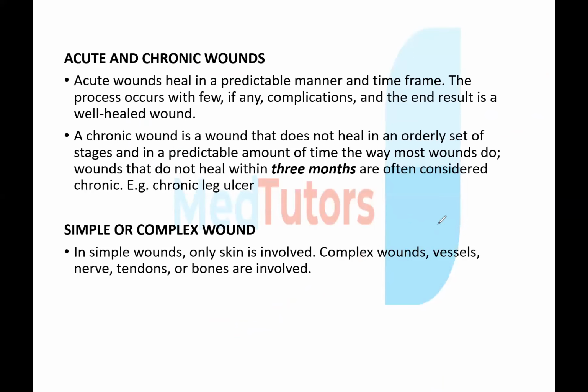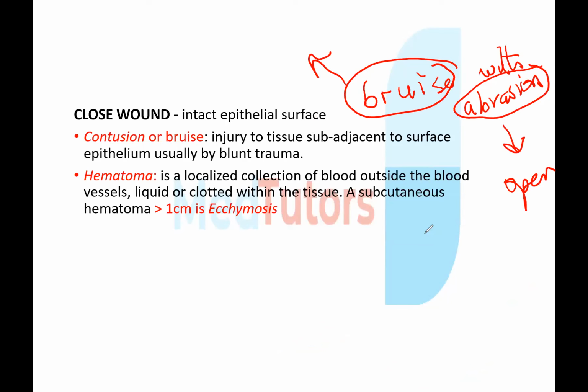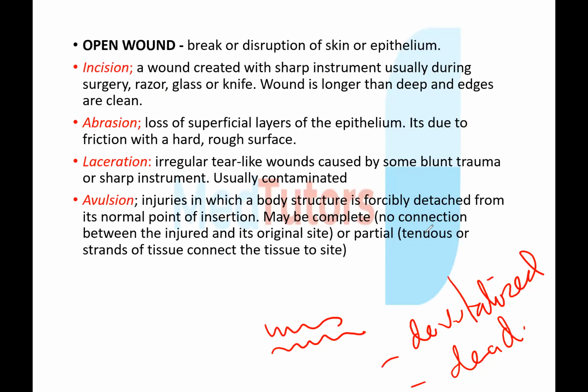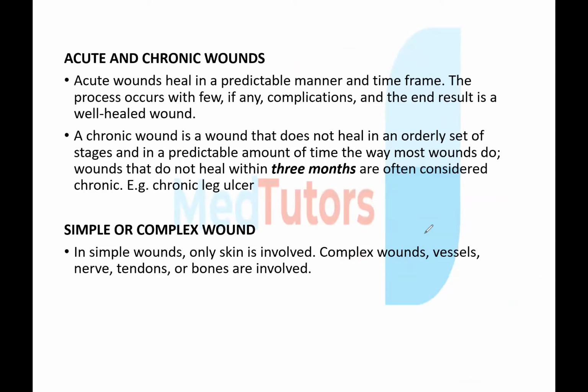These are all examples of open wound. We said closed wound could either be contusion or bruise or hematoma, and open wounds are either incision, abrasion, laceration, avulsion, puncture, penetrating or perforating wound, gunshot wound. That is a way of classifying wounds.